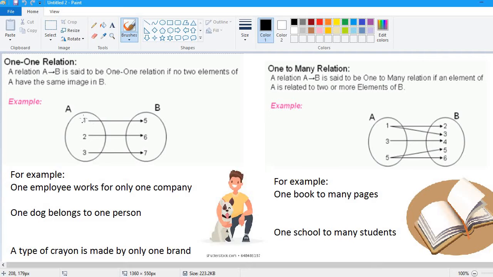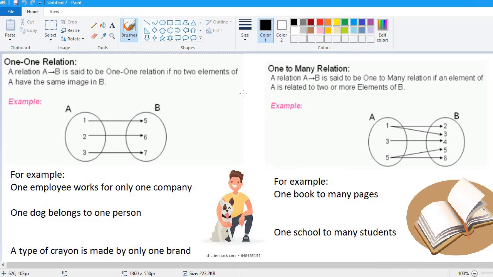There is no element here. Say for example, you have one going to 5 and one going to 6. Each element in the domain is going to only one number in the range. So let's think about how this applies to real life. Say, for example, you have one employee that works for only one company, or one dog that belongs to only one person. Or, say, for example, you have a type of crayon that is made by only one brand. So, say, for example, you have Mark and his dog Rex. Rex belongs only to Mark. He does not have any other owners besides Mark.